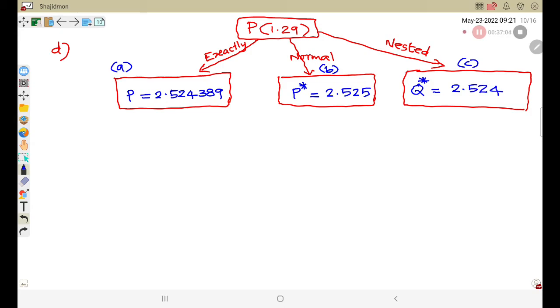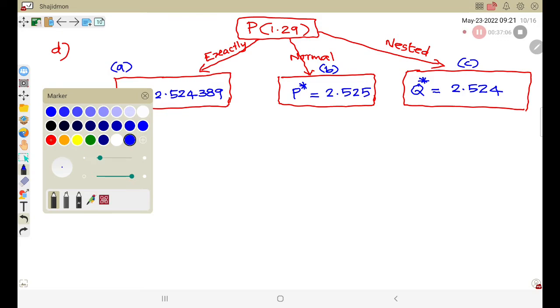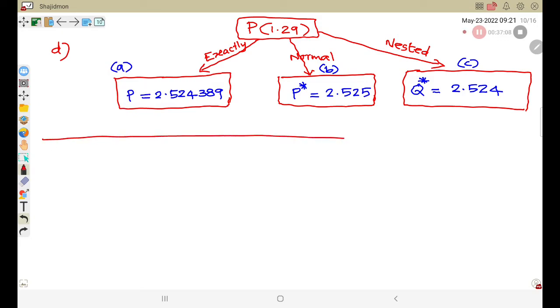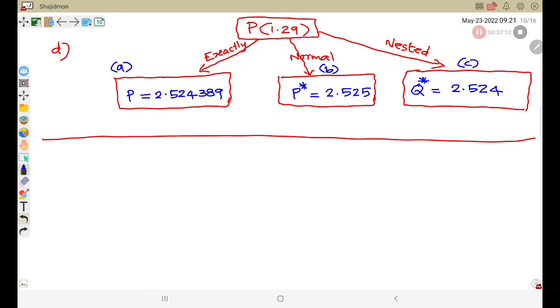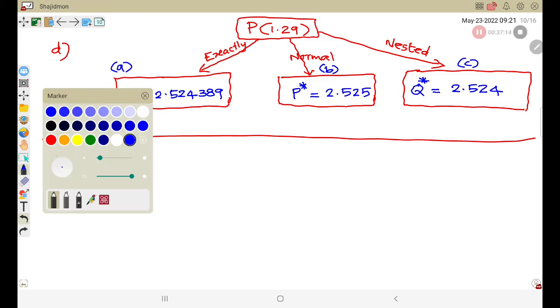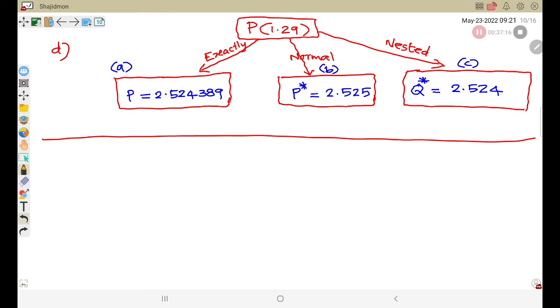See the answers we are getting, these three numbers, these three answers. Compare these three answers. What is the exact value? Exact value is 2.524389, correct? When we are doing the normal method, we got the same number with a small difference, 2.524 using 4 digit rounding. In the nested method, we are getting a more accurate answer.